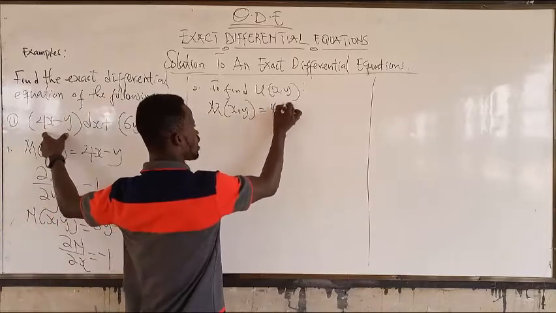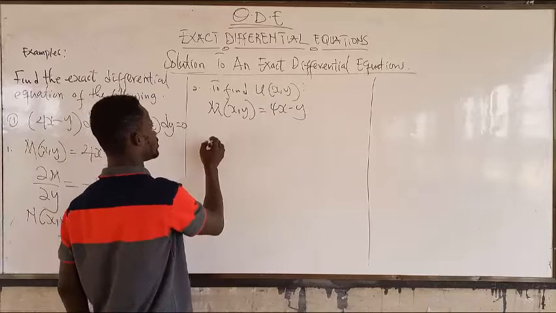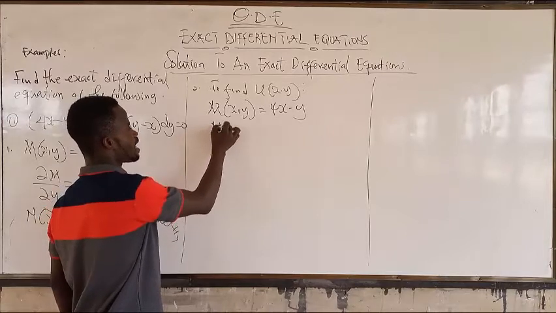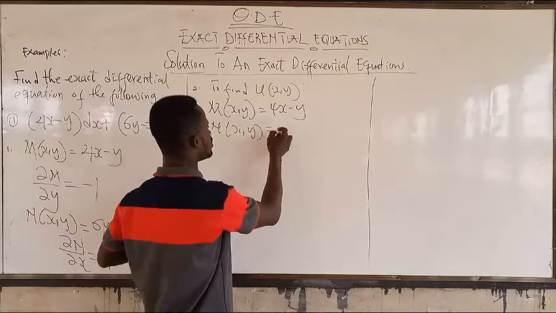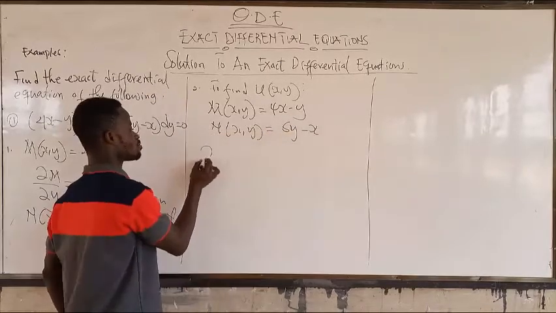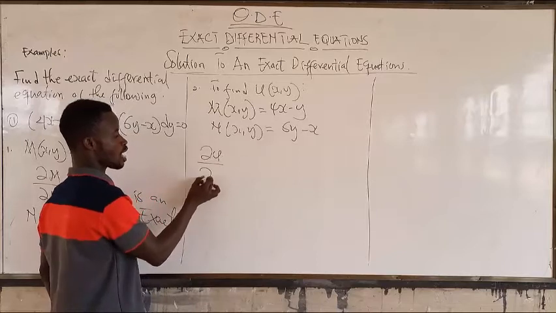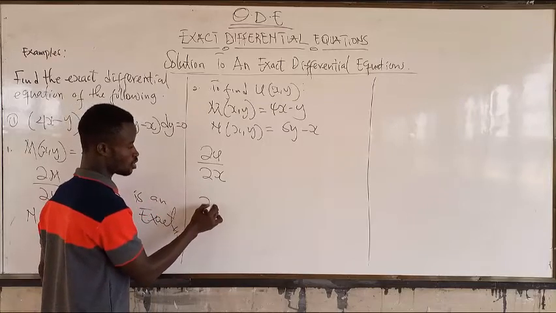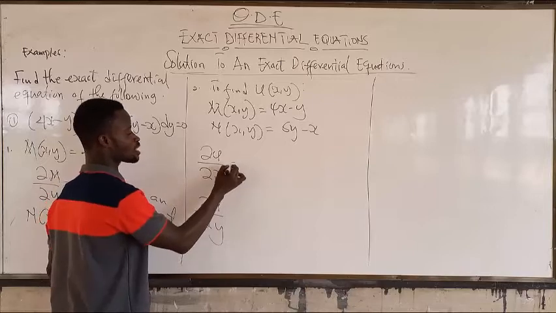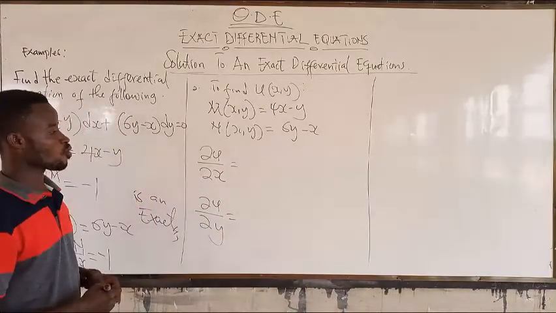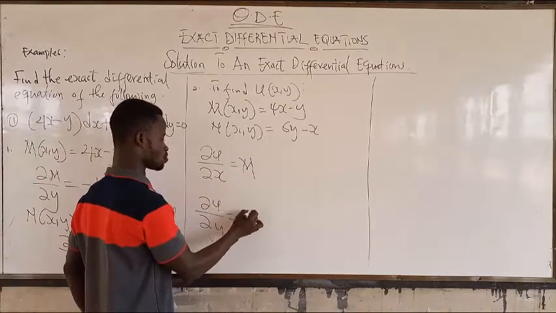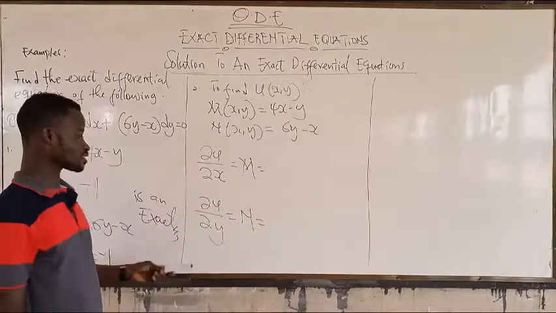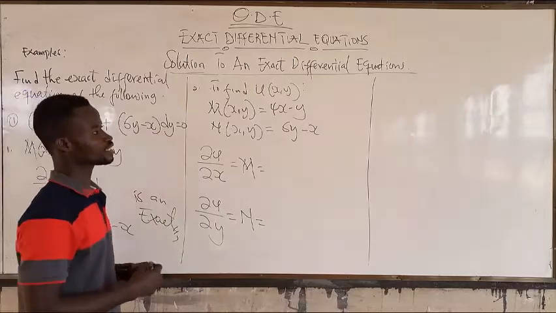So this is 4x minus y, and the N is 6y minus x. So you take the partial derivative of u with respect to x and the partial derivative of u with respect to y. One represents M and one represents N. So this represents the M and this represents the N. Alright. So that is what we mean by that, and we are saying this is not the same as this. Alright. So now let's move on.